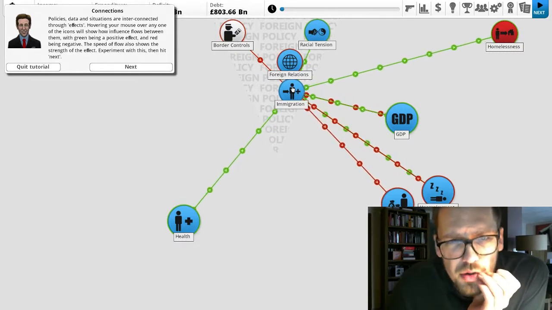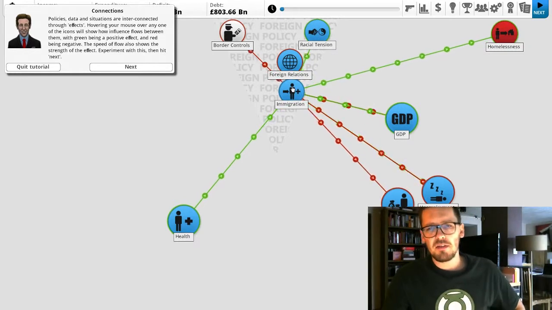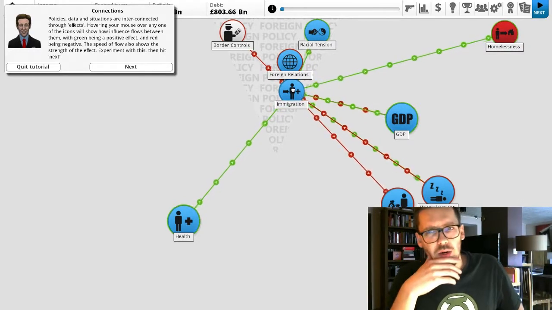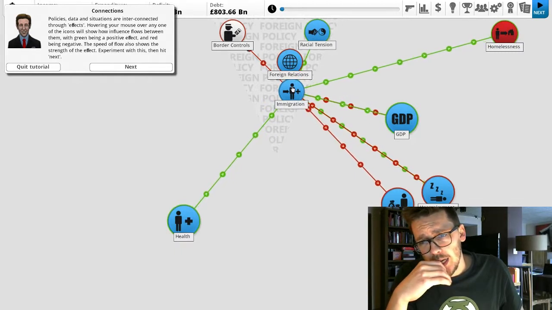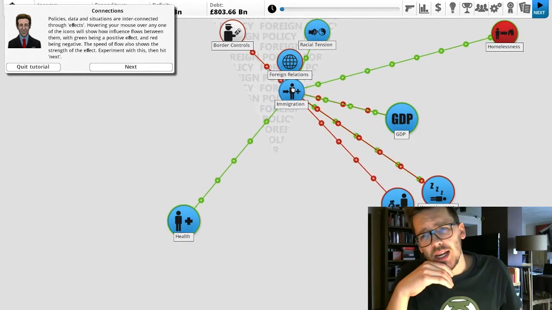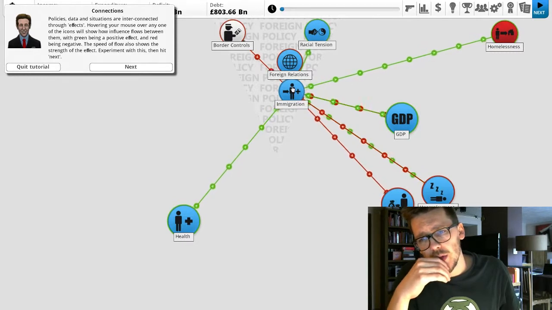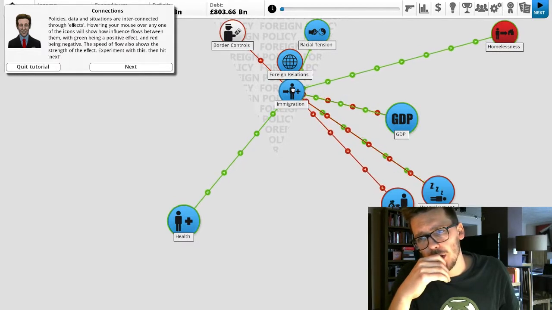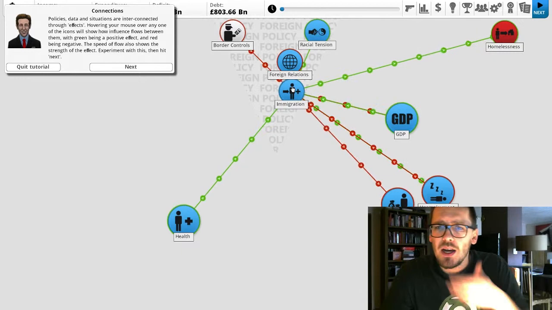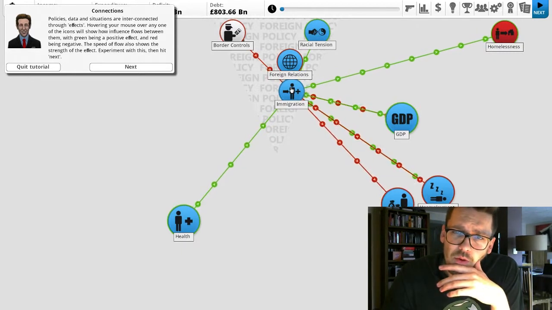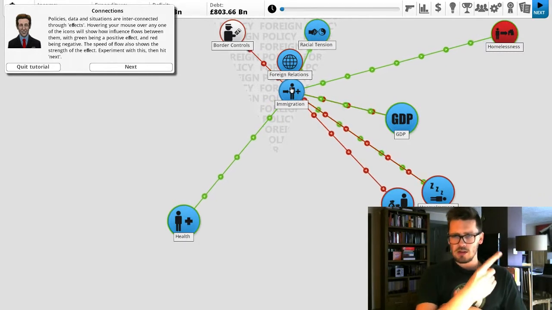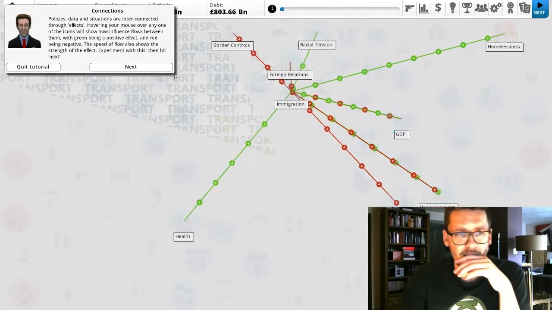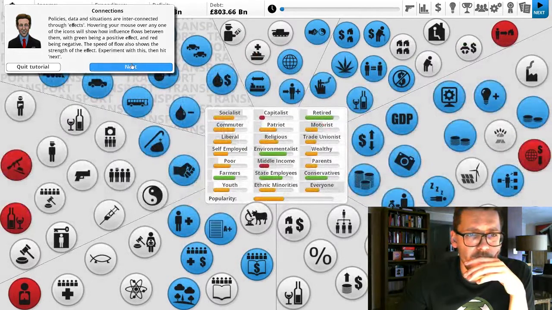So border controls has a very strong negative effect on immigration, which is good. Unemployment also has a negative effect on immigration, which is why none of the people are coming here. But immigration is causing a problem with, you can't see that because I'm pointing, this homelessness. So, okay. Then hit next.